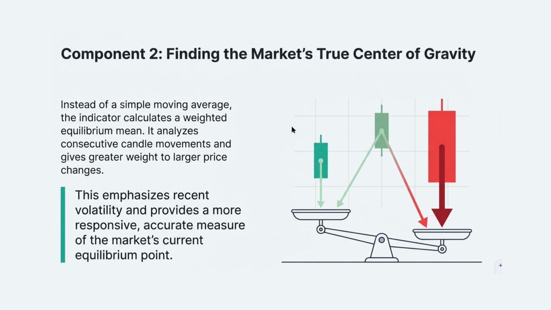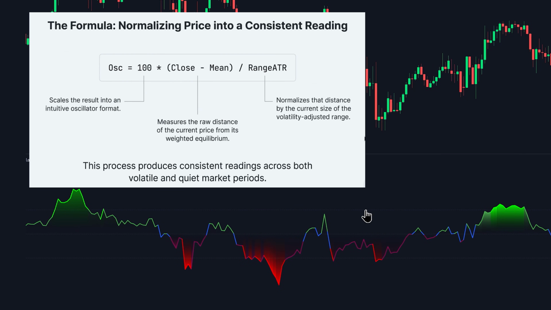Next, the script calculates a weighted mean instead of a simple moving average. Big candles get more weight than tiny candles, so a huge spike or crash pulls the mean toward it faster than a small drift. That matters because the center of gravity in the market shifts faster after a big event than after a bunch of tiny moves. The range oscillator builds that logic in.